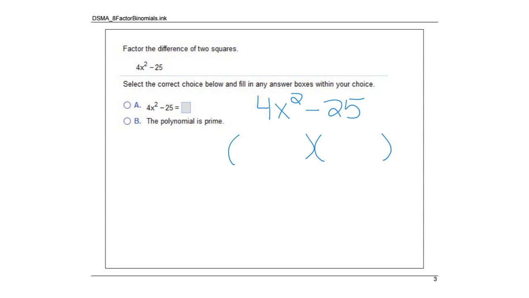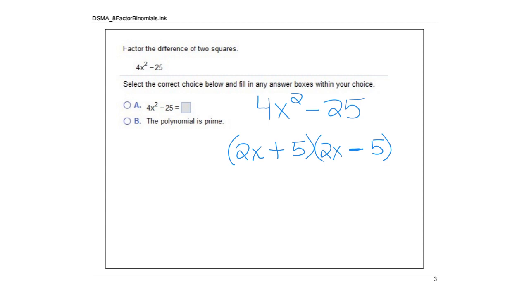Well, in front we have 4, so 4 is 2 times 2. Then we have x squared, so that would be x times x, right? So those are perfect squares. On the other end, we have 25. Well, 25 is 5 times 5. So we would have a 5 on each end. And then because we want those two middle terms to equal 0, and because we need to multiply the two 5's and get negative 25, we want to have a plus and a minus.